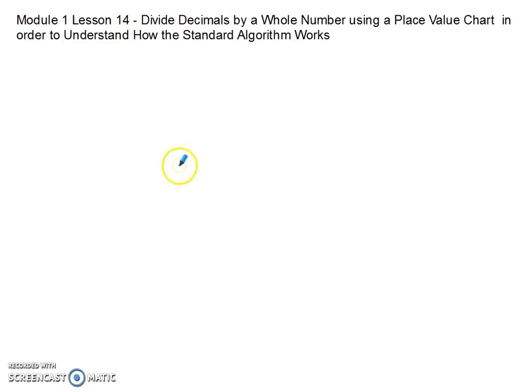Module 1, Lesson 14, we're working on dividing decimals by a whole number, and we're using a place value chart in order to understand how the standard algorithm works. A lot of people just start with the standard algorithm and they don't know what they're doing because they don't understand what each number represents. So we're using the place value chart as kind of a bridge between understanding and the standard algorithm.